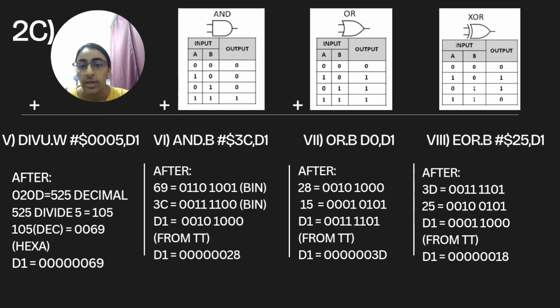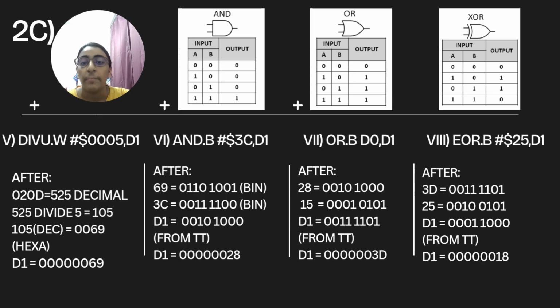Question number 6. It's and.b #$3C, D1, meaning you're going to have to use the AND gate's truth table. You're going to take the answer from the previous question, because this is also .b, so it's byte, you're going to use only 2 digits. So you take 69 from the previous answer and change that into binary, which should be 01101001. Then you're going to take 3C, which is from this question, and change that into binary as well, and it's going to become 00111100. So that's in binary.